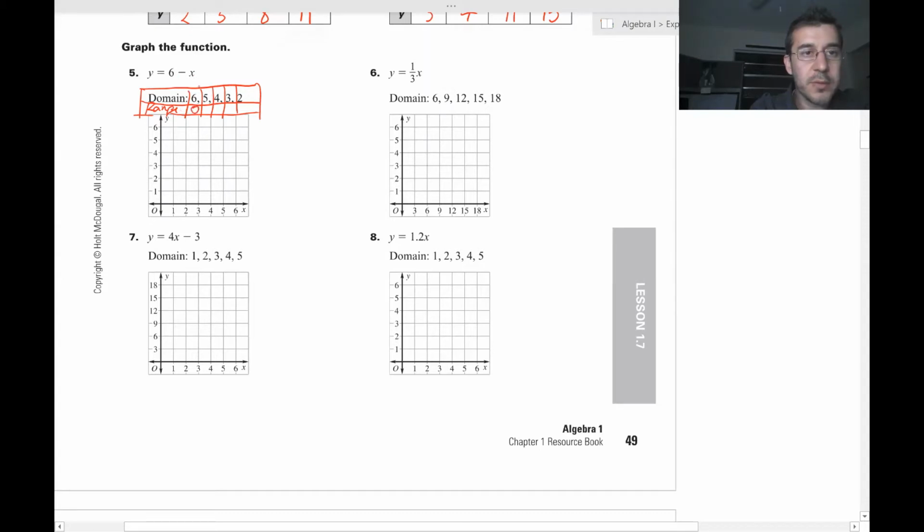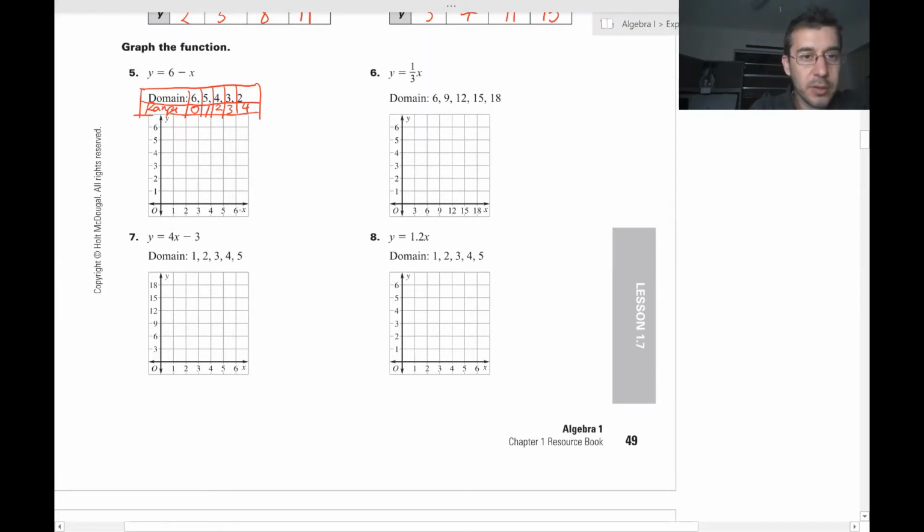When x is 5, 6 minus 5 is 1. When x is 4, 6 minus 4 is 2. 6 minus 3 is 3, 6 minus 2 is 4. So the ordered pairs are 6, 0, 5, 1, 4, 2, 3, 3, and 2, 4. So let's graph the function.